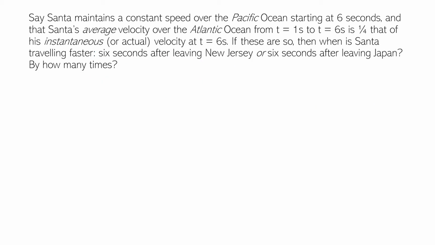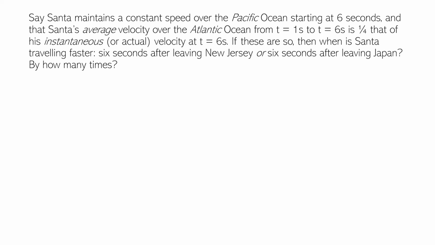Part D. Say Santa maintains a constant speed over the Pacific Ocean starting at 6 seconds, and that Santa's average velocity over the Atlantic Ocean from t equals 1 to t equals 6 is 1/4 that of his instantaneous or actual velocity at t equals 6 seconds. If these conditions are so, then when is Santa traveling faster? 6 seconds after leaving New Jersey or 6 seconds after leaving Japan? By how many times? Oh wow, this is a loaded question, but we can break it down.